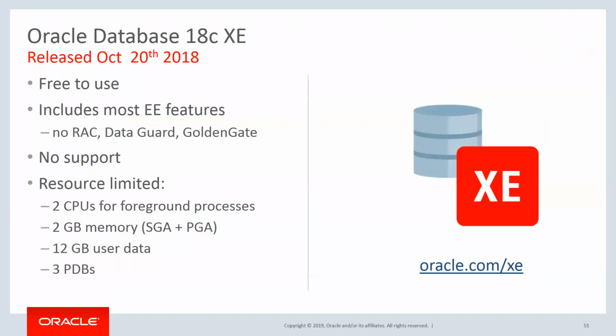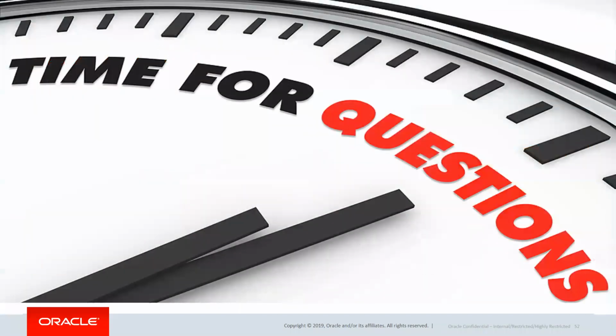Last but not least, Oracle XE has been released for those people who have not seen it. The free database where you can have up to 2 CPUs, up to 2 gigabytes of memory, and a whopping 12 gigabytes of user data. And the nice thing about Oracle XE is that it actually supports up to 3 pluggable databases. So if you want to play with the Oracle Multitenant option and see how much fun you can have with pluggable databases, then please go to Oracle XE. If you're afraid of licensing, Oracle XE can have up to 3 PDBs, and you can play with it, copying and moving and relocating and refreshing without any problems.